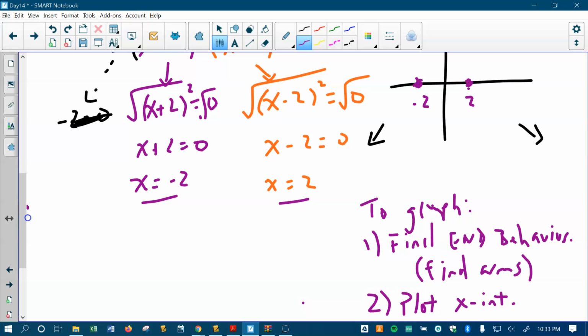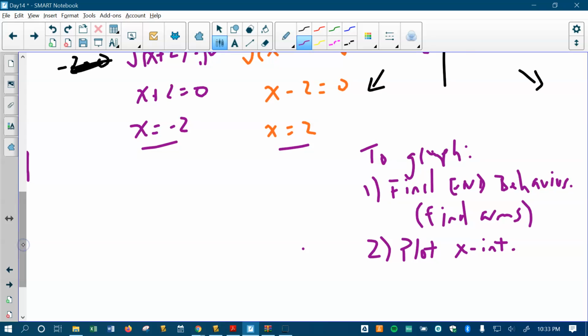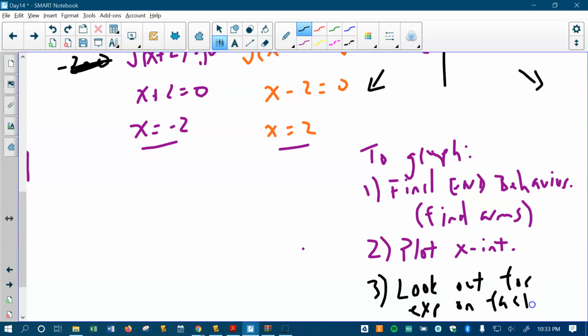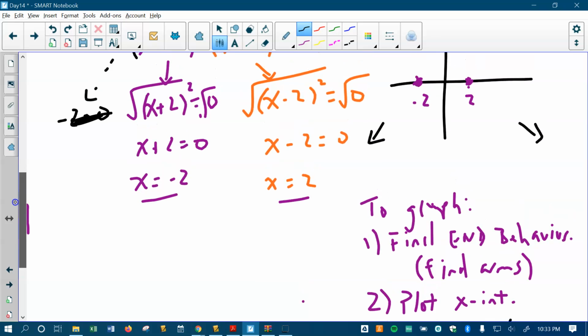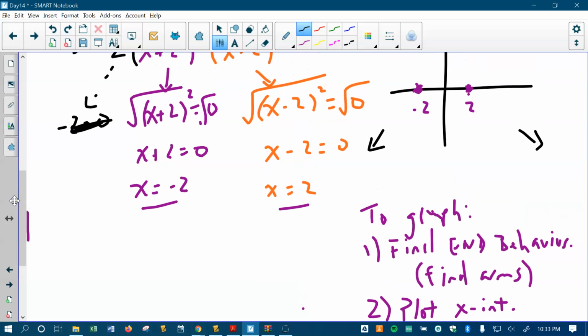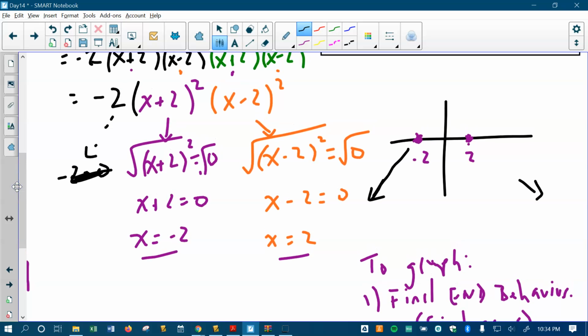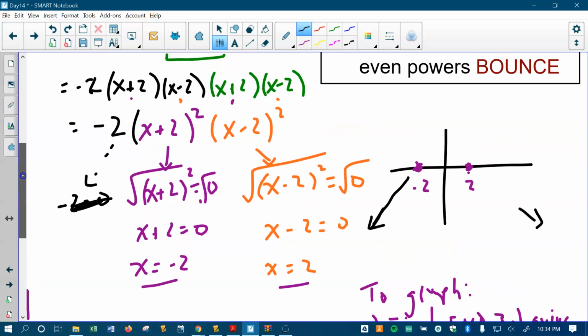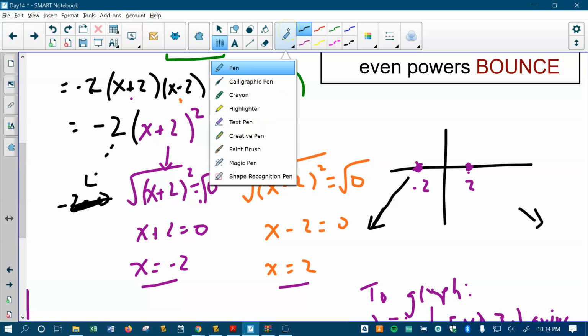Okay, next. Step 3, start drawing. But when you're drawing, look out for exponents on factors. For instance, when I approach the point negative 2, because I know the graph has to go through negative 2, I have a decision to make. I can either bounce at the x-axis or I can pass through the x-axis. Now, how are you going to know? Well, you're going to know by the exponent of the factor.